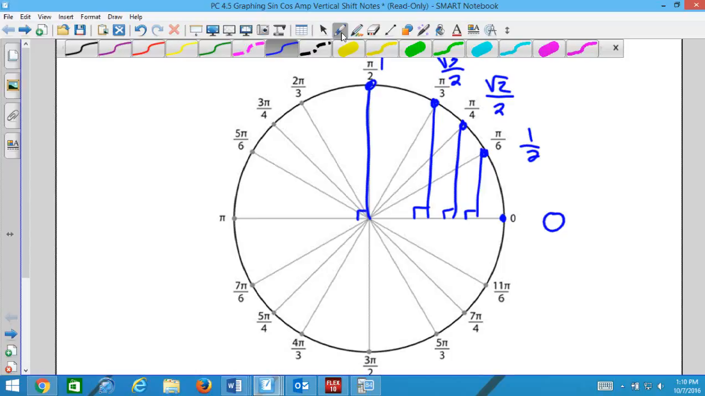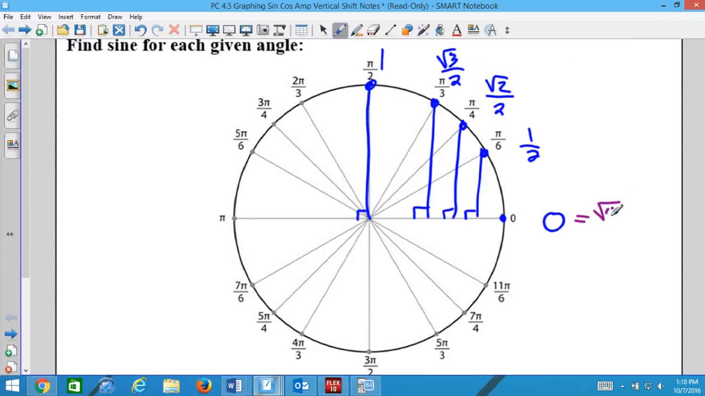Now, before I go on, I want to show you a little trick. It's kind of interesting. I'm going to take all of the sines, all of those fractions, and make some of them into equivalent fractions, like 0. That is equivalent to the square root of 0 divided by 2. 1/2 is equivalent to the square root of 1 divided by 2. This one is the square root of 2 divided by 2. This one is the square root of 3 divided by 2. And this one is equivalent to the square root of 4 divided by 2.